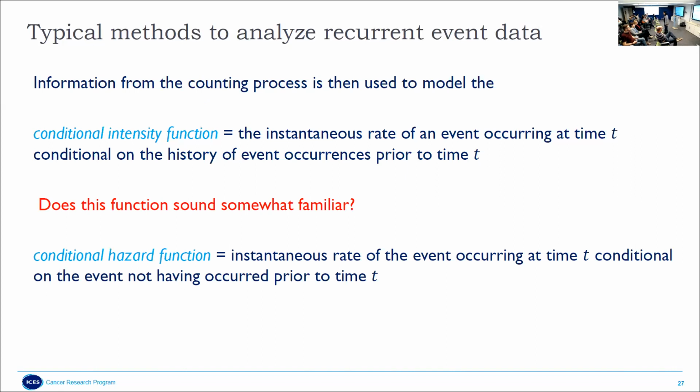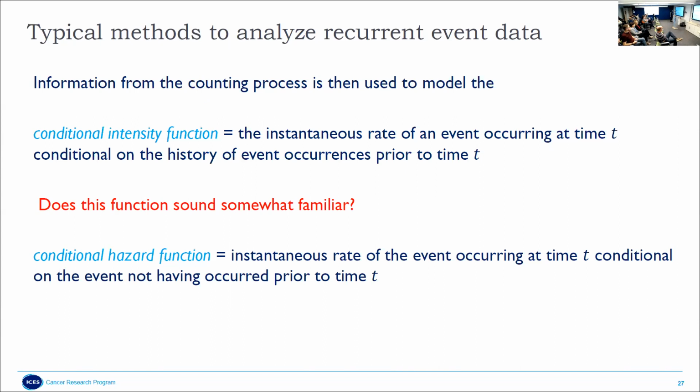Now, this may sound familiar. Does this function sound somewhat familiar? If you think of a hazard function, what is a hazard function? That's also a rate. It's the instantaneous rate of experiencing the event at a time t, conditional on not experiencing it by that time yet. So the fact that you're event-free up to time t is the rate of having the event in the next instantaneous moment of time. So this is the key here.